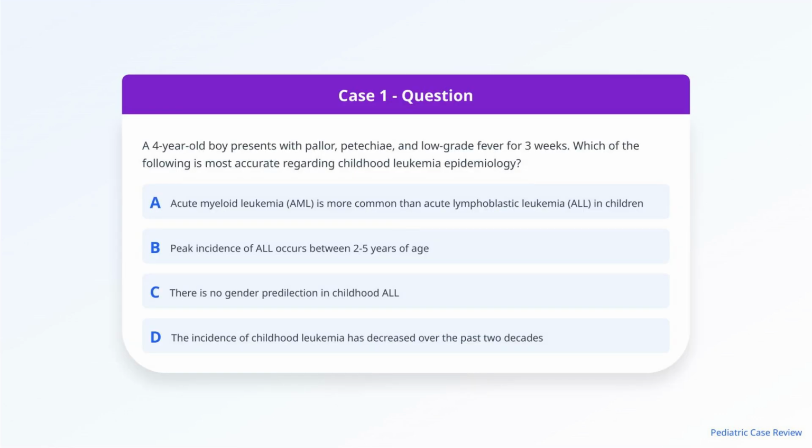Let's start with our first case. A 4-year-old boy presents with pallor, petechiae, and low-grade fever for 3 weeks. Based on this presentation, which of the following is most accurate regarding childhood leukemia epidemiology? A. Acute myeloid leukemia is more common than acute lymphoblastic leukemia in children. B. Peak incidence of ALL occurs between 2 to 5 years of age. C. There is no gender predilection in childhood ALL. D. The incidence of childhood leukemia has decreased over the past 2 decades.